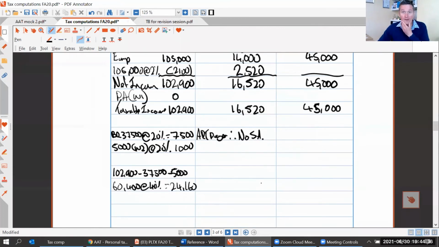So all 16,520 is all going to be taxed. But be careful, we're getting close to the additional rate band. So I was like, well, if I had a fifth column, I would keep a running total of how much of the additional rate band I have taxed, just so I'm careful.